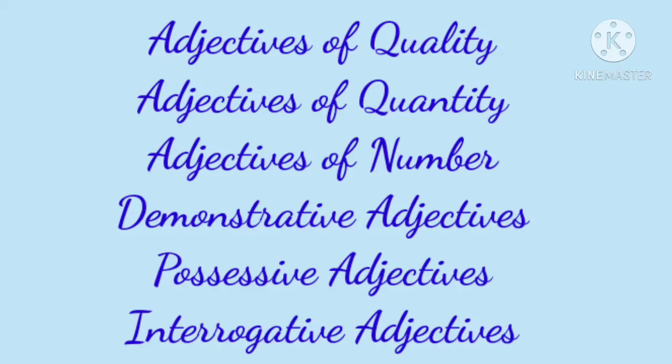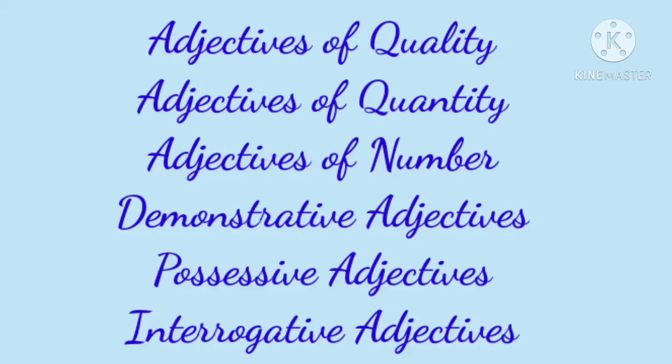Second is adjectives of quantity. Adjectives of quantity tell us how much of a thing is meant. They answer the question how much. Adjectives which tell us how much of a thing is meant are called adjectives of quantity. Means how much of a thing do you need.